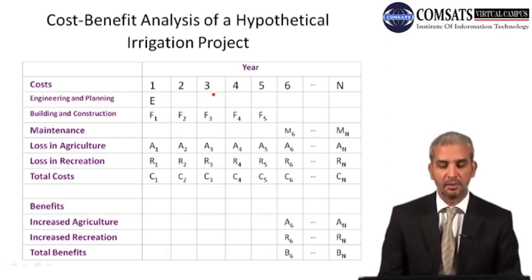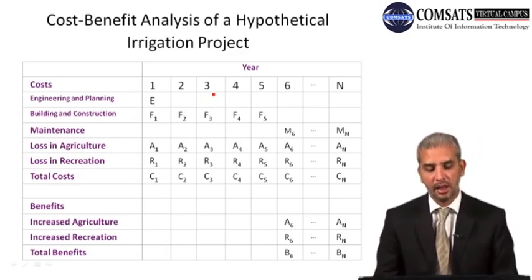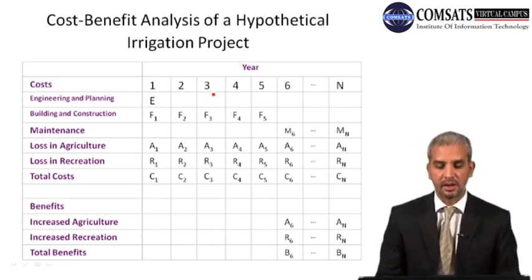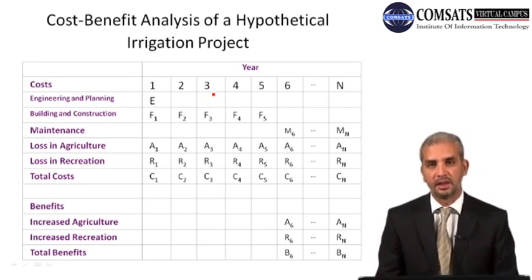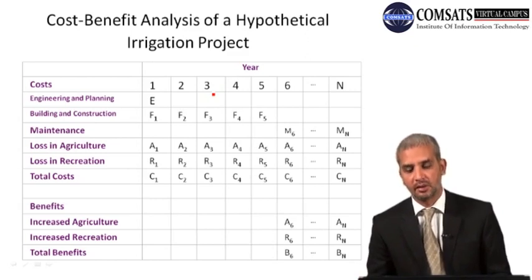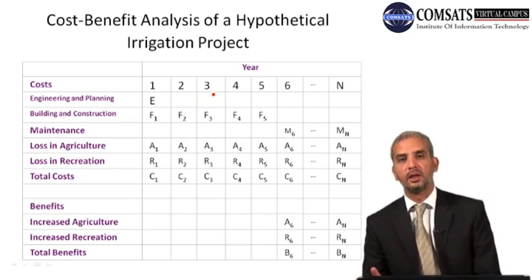Then there is maintenance cost. The maintenance cost is not included in the first 5 years. It starts from where the project is ready and workable. That would be year 6, and M6 represents the first maintenance cost that has been incurred in year 6, and it also goes up to the life of the project. We assume that N might be 10 years, so it might be 10 or 20 or 30 years.